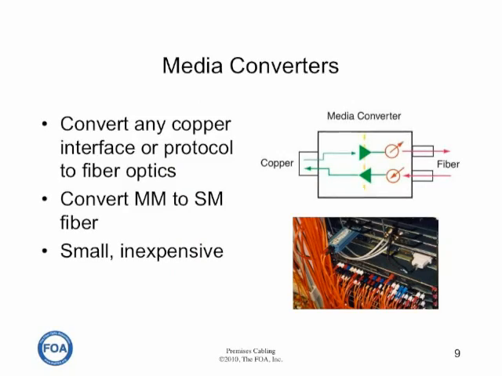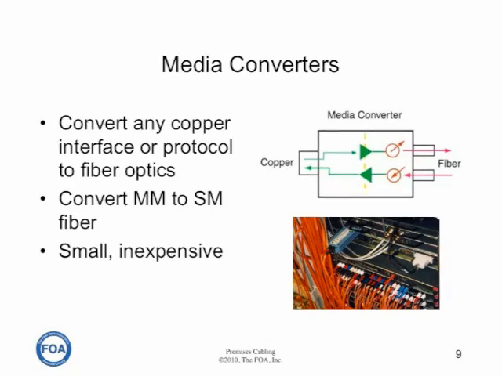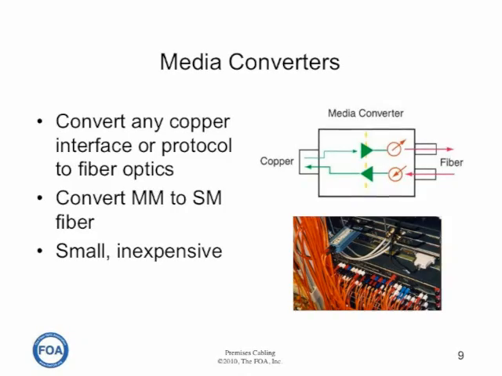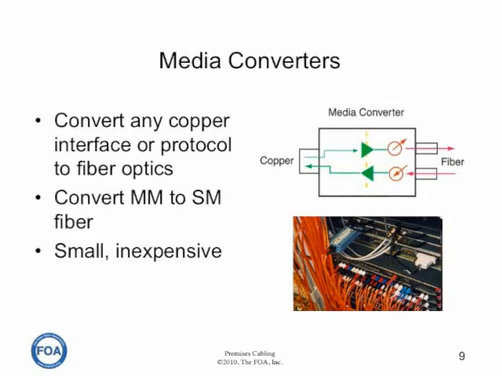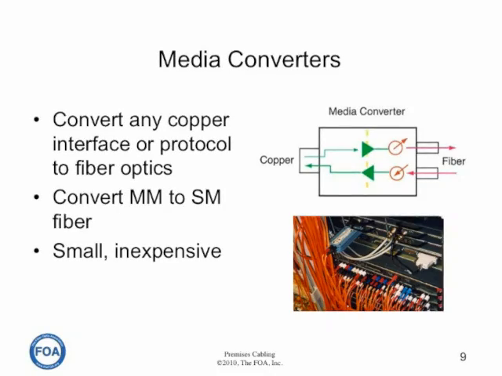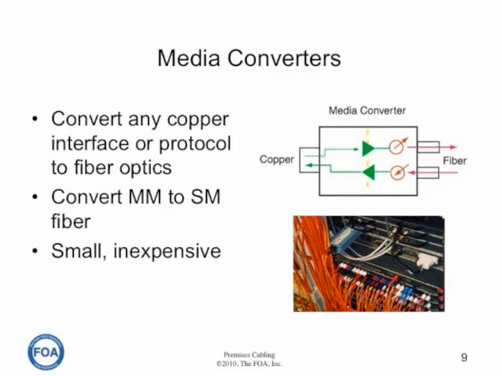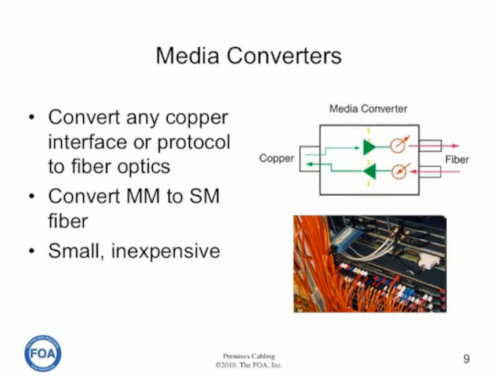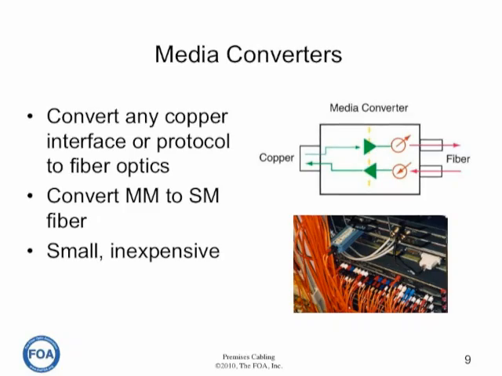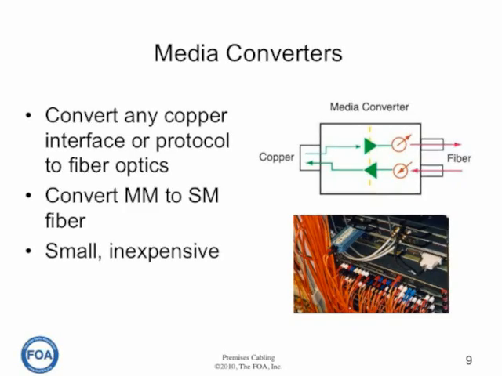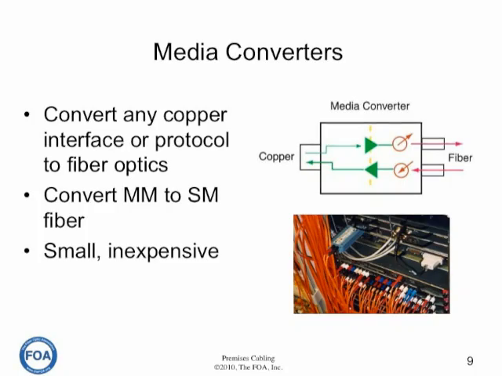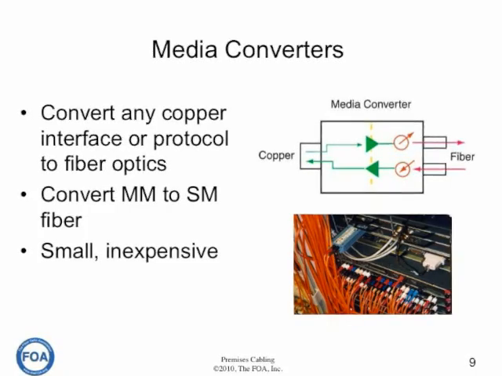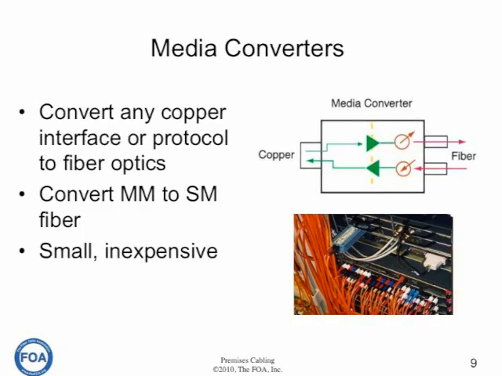Most high-end communications equipment is available with fiber optic ports directly. But for those that only have copper ports, you can buy a media converter. A media converter is basically nothing but a transceiver, like that fiber optic data link we were just looking at, with a transmitter and a receiver that interfaces directly to a copper port in a piece of communications equipment. You can also use them to convert multi-mode fiber to single-mode fiber. And they're typically very small and very expensive, like the little blue box you see on the equipment here.